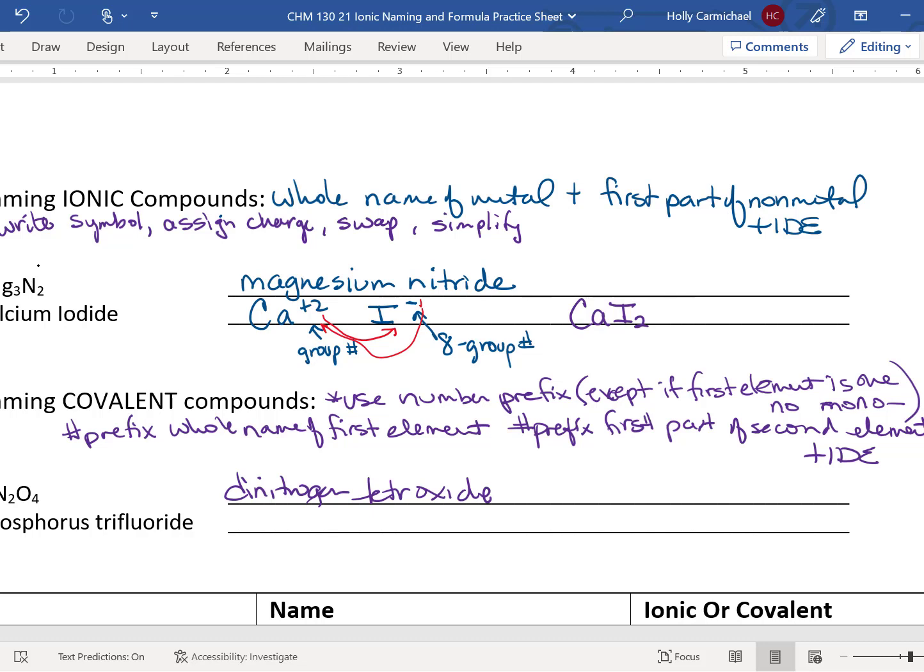So what is phosphorus trifluoride? How would I write the formula? What's phosphorus? P. And since there's nothing in front, then I know there's only one. So then trifluoride would be F3. So that would be PF3, phosphorus trifluoride. If the first element's a 1, you don't have to put mono.